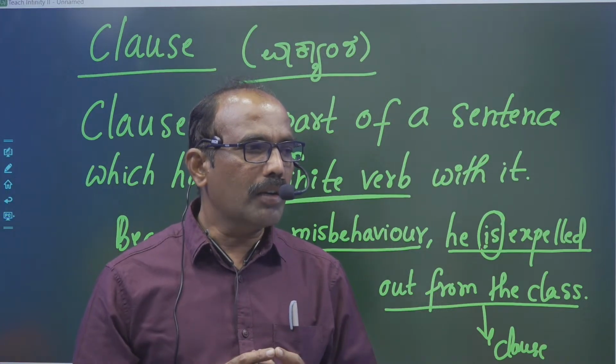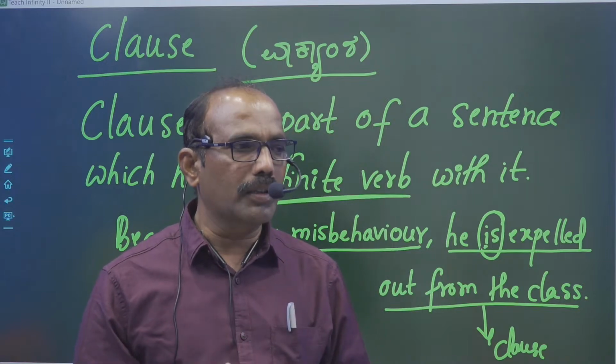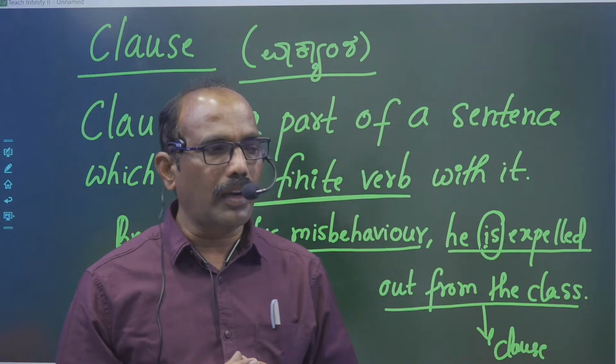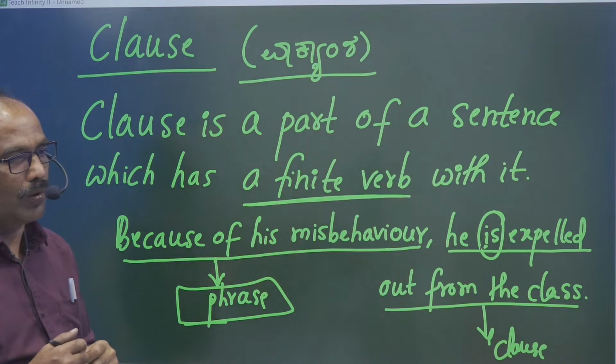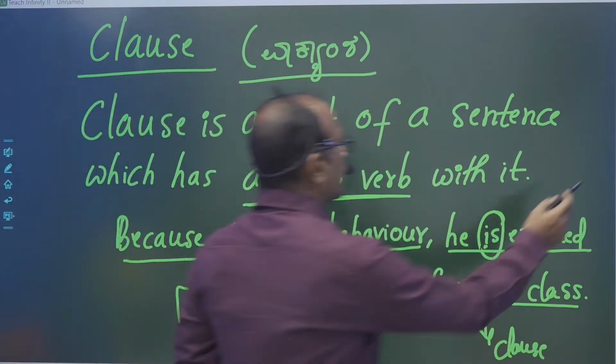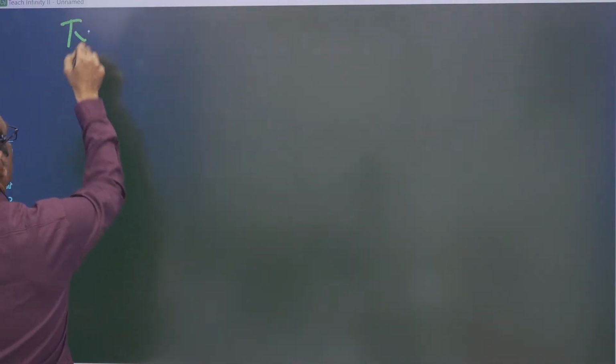ಅಂದ್ರೆ ವಾಕ್ಯದ ಒಂದು ಭಾಗವಾಗಿದ್ದು ಫೈನೈಟ್ ವರ್ಬ್ ಅನ್ನ ಅದು ಪಡೆದುಕೊಂಡಿದ್ರೆ that is called a clause. ಅದನ್ನ ನಾವೇನಂತ ಕರಿತೀವಿ, clause ಅಂತ ಕರಿತೀವಿ. That is very very important. And under this clause we have two main clauses. One is types of clause.